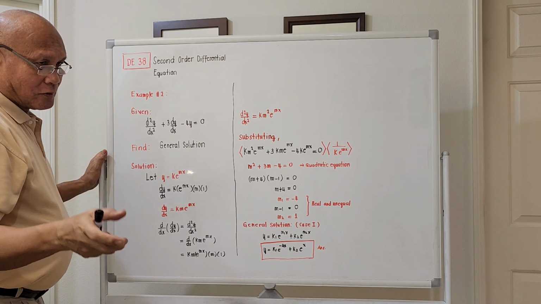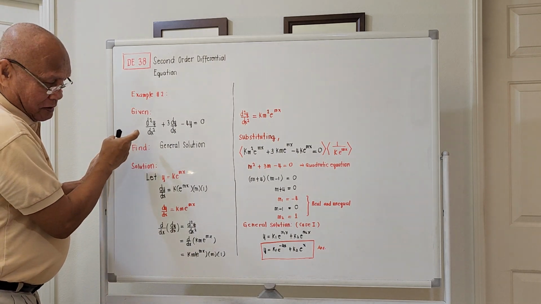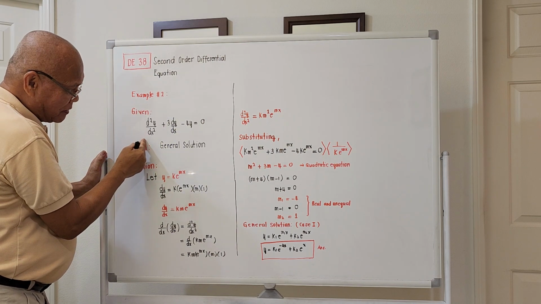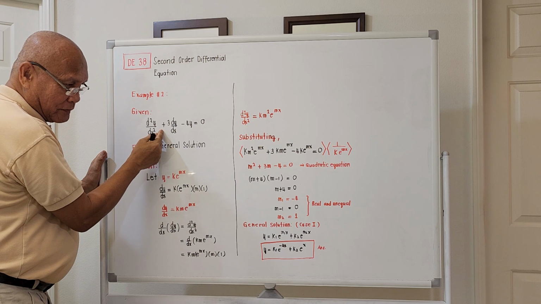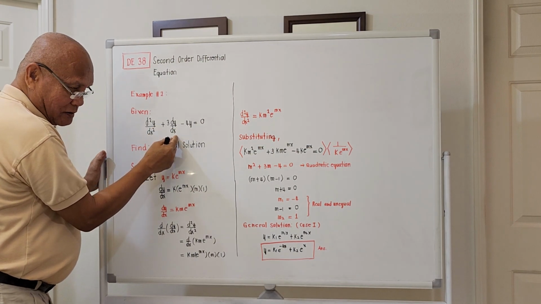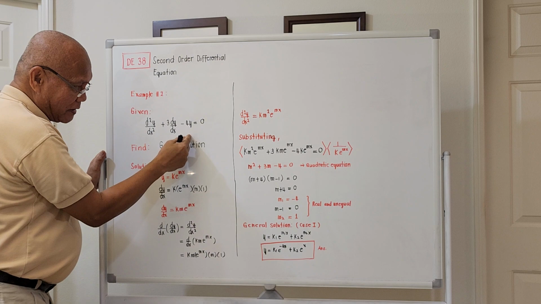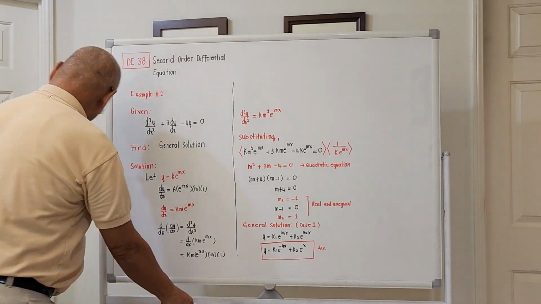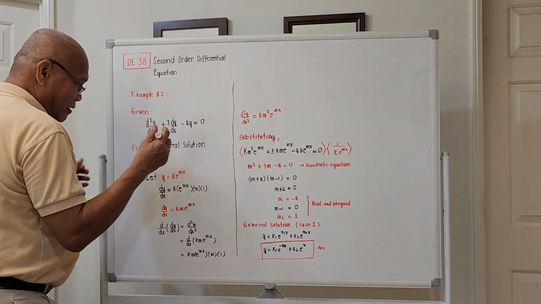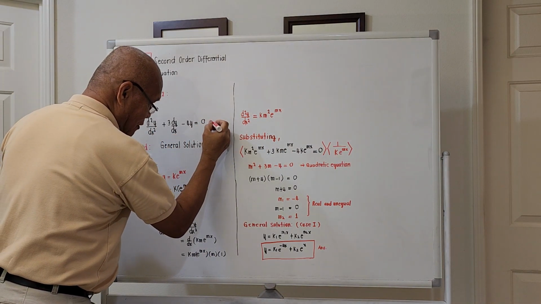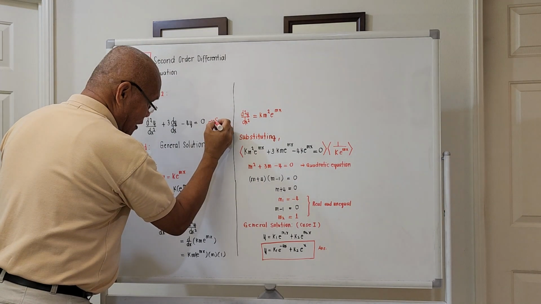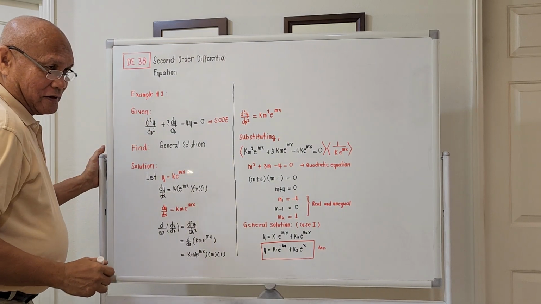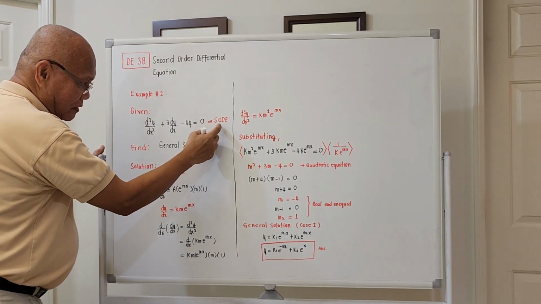The given second order differential equation is given by the equation d square y over dx square plus 3 dy dx minus 4y equal to 0. This is a second order differential equation, SODE. Okay? Second order differential equation.